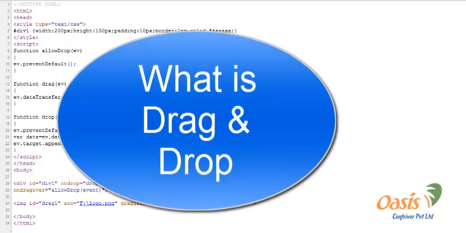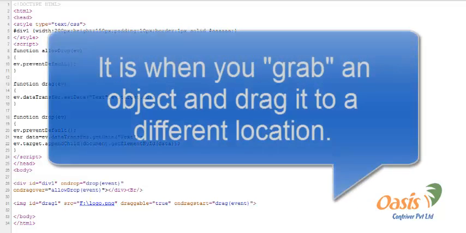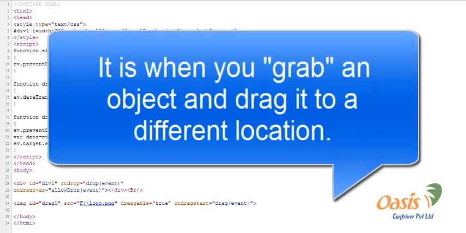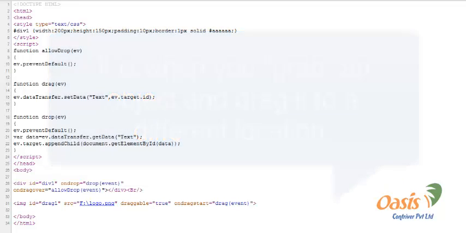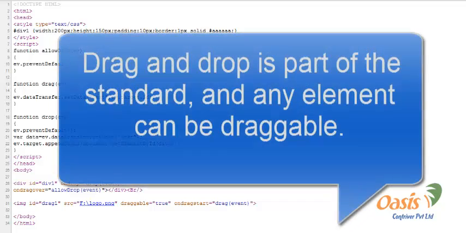So drag and drop is a very common feature. It happens when you grab an object and drag it to a different location. You might have seen the drag and drop feature in all the modern shopping carts, when you can drag a product and drop it onto the shopping cart. In HTML5, drag and drop is a part of the standard.